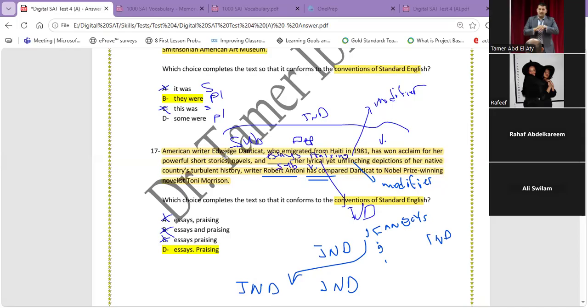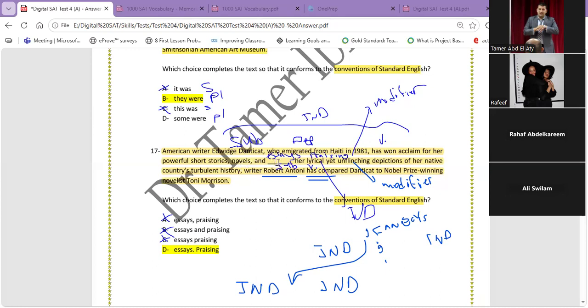American writer Edwidge Danticat, that is the subject. Who? Where is the verb? We still haven't found it, and we cannot separate the subject and the verb with a comma. It's wrong, except that we have an essential phrase or clause between the subject and the verb. So, who immigrated from Haiti in 1981? This is a dependent clause. Has won is the verb, and it is the independent clause. So American writer Edwidge Danticat has won acclaim for her powerful short stories, novels, and essays.